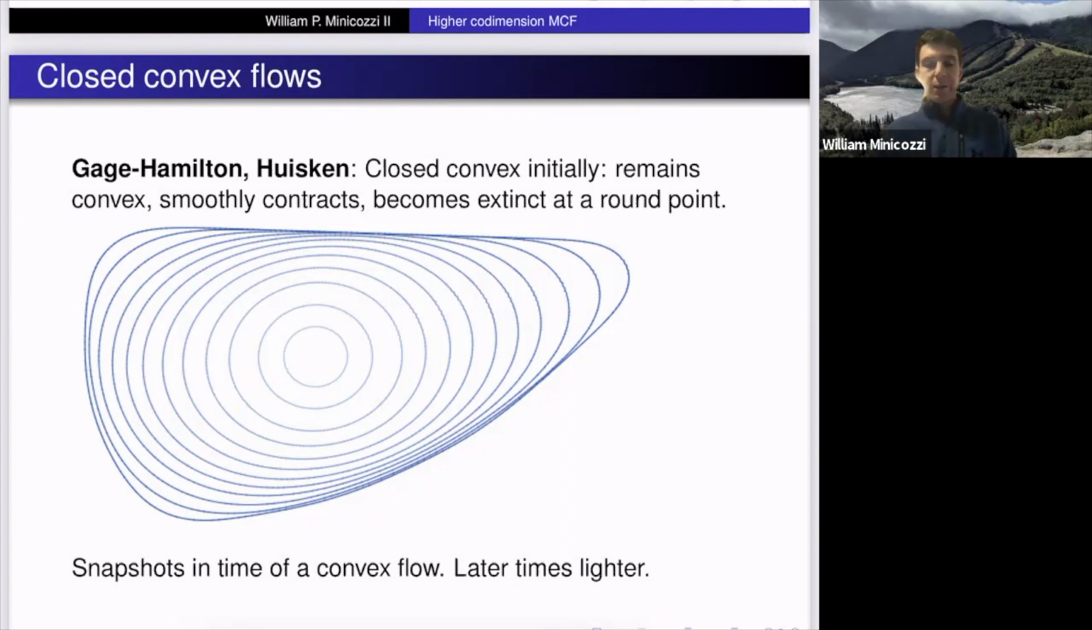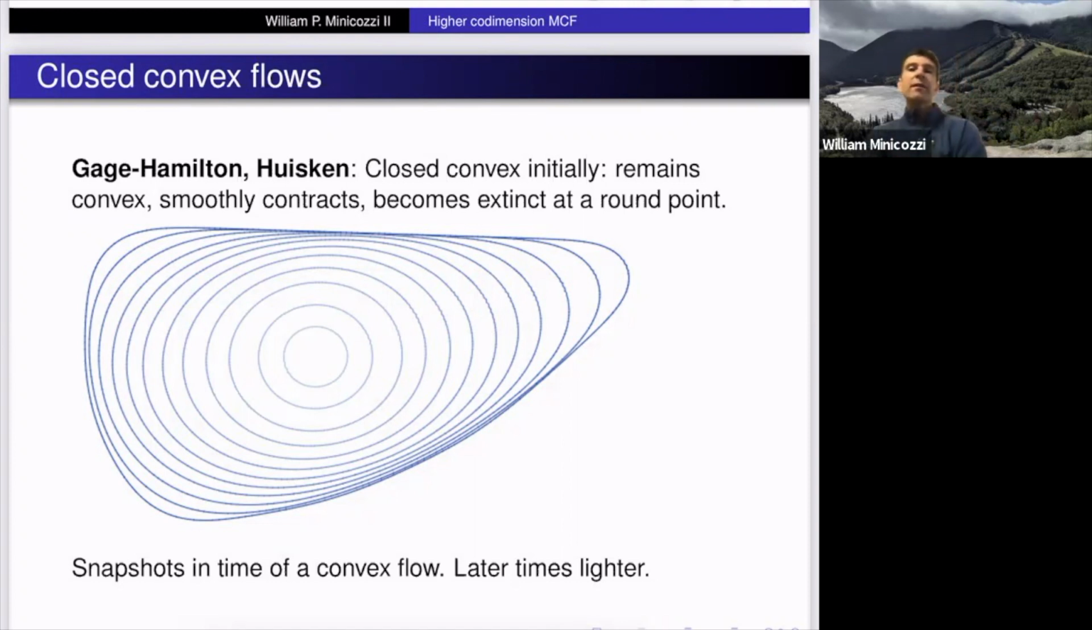One thing that's curious about this is that Gage and Hamilton's proof worked only for curves, and Huisken's proof worked only in dimension 2 and higher. And the reason was that they focused on different aspects of being round. So Gage and Hamilton showed that the curves that you got were improving their isoperimetric ratio until it was nearly optimal, and then asymptotically optimal. And so that means it has to be the circle.